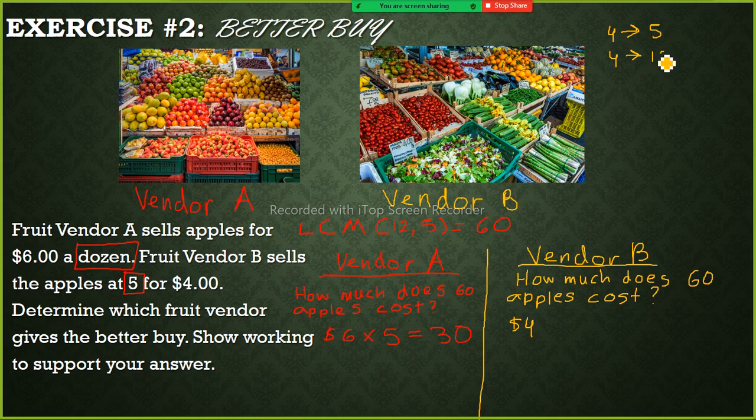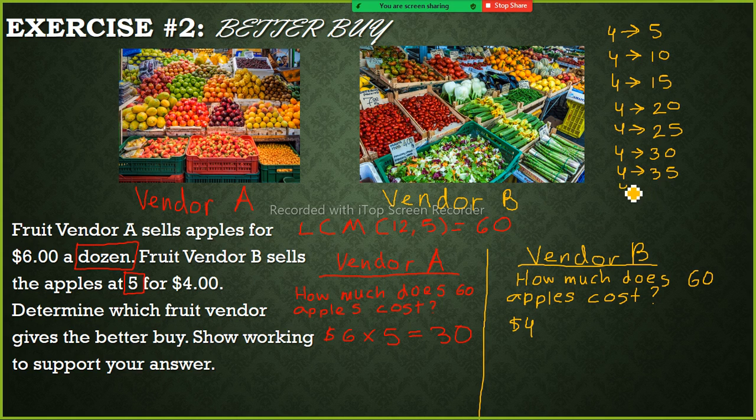10. Good. If we give her another $4, how many apples are we gonna get? 15, good. Another $4. 20. Good. Another $4. 25. Good. Another 4. 30. Good. Another 4. 35.